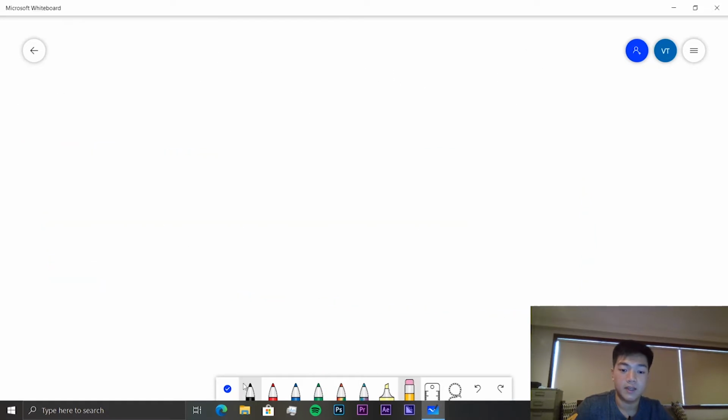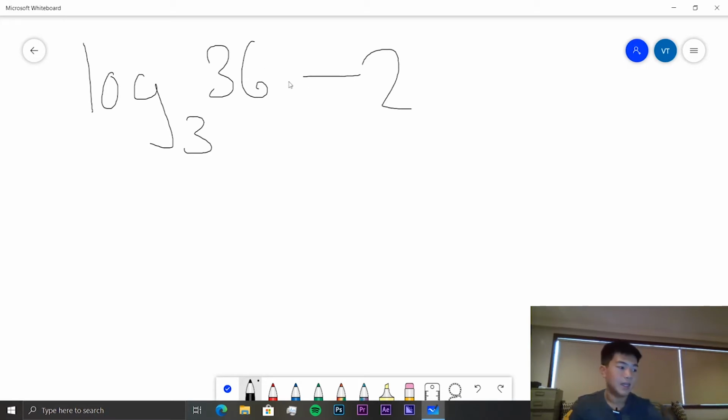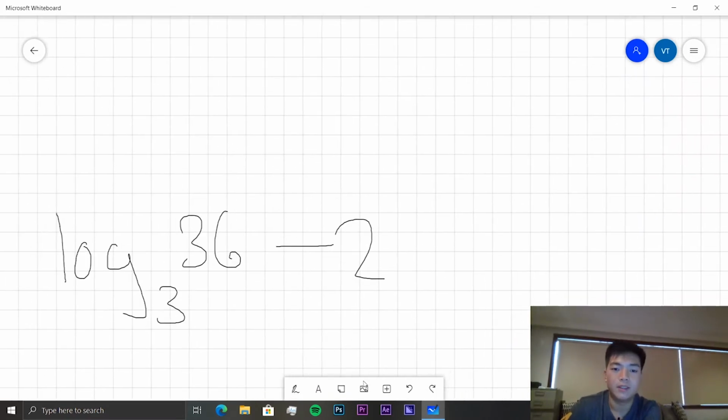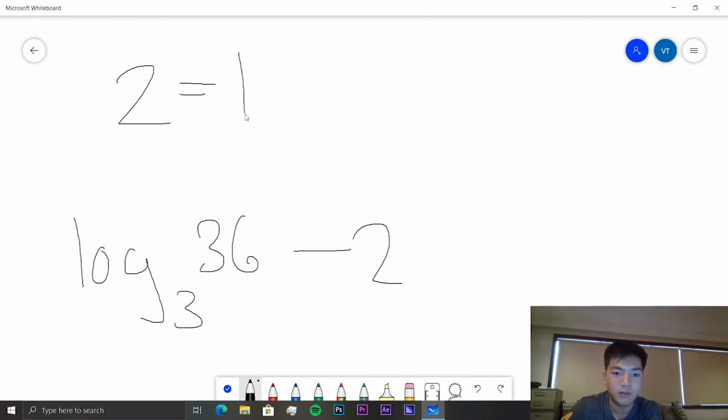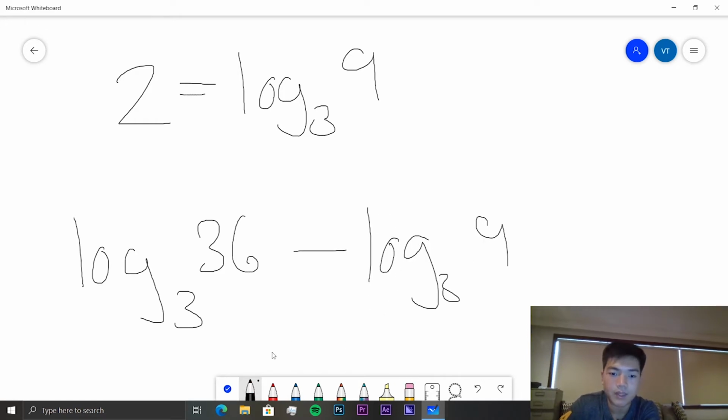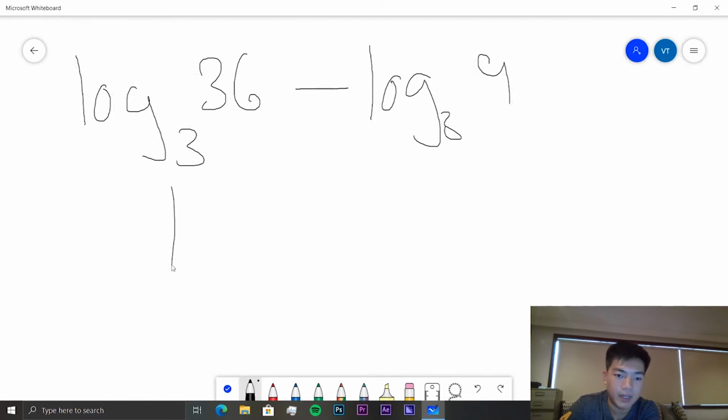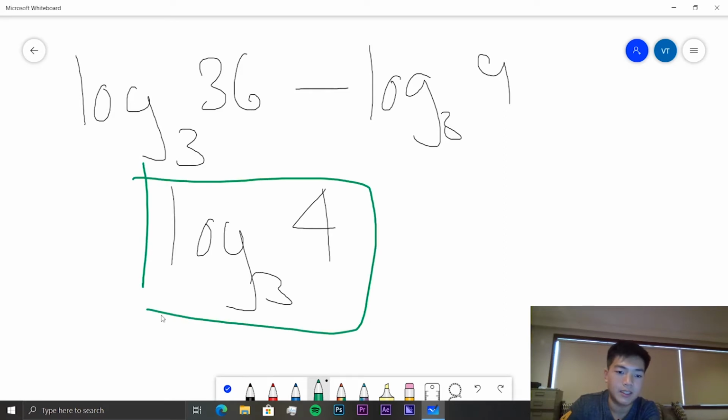Okay, next we need to express each of the following as a single logarithm. So we need to express log base 3 of 36 minus 2 as a single logarithm. And so in order to do this, we need to know that 2 is equal to log base 3 of 9, since to get from 3 to 9, we have to raise it to the power of 2. So this is equal to log base 3 of 36 minus log base 3 of 9. And when we're subtracting logs of the same base, we divide them. So this is equivalent to log base 3 of 36 over 9, which is 4. So this is the answer.